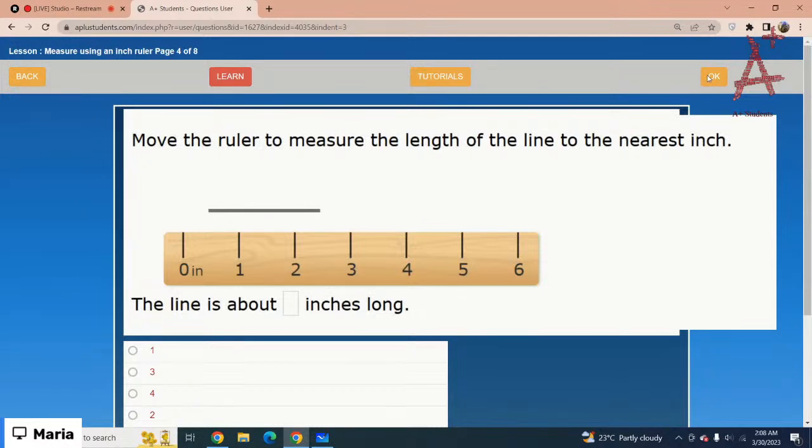Move the ruler to measure the length of the line to the nearest inch. So line up the 0 on the ruler with the left end of the line. You have to line up this 0 with the left end of the line. So the length of the line is about how long? Yes, it is about 2 inches long. So the length of the line is 2 inches long. So the correct option is 2 inches.